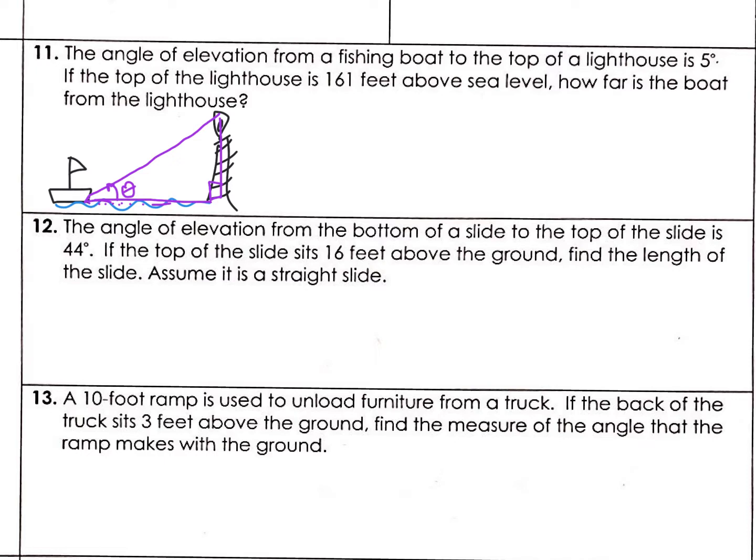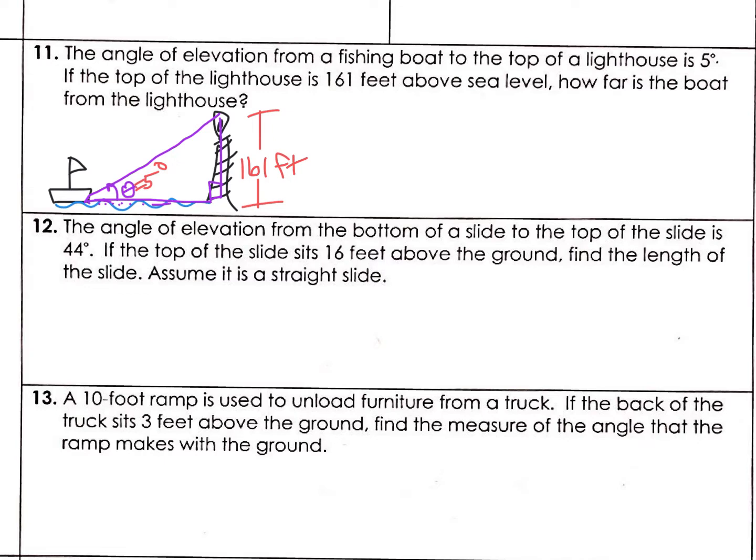Let's see what they tell us. From the fishing boat to the top of a lighthouse, that angle of elevation is 5 degrees. So right here, that angle going from the baseline to the line of sight is 5 degrees. So I'm going to put 5 degrees here. That is my angle of reference. Then it goes on to say if the top of the lighthouse is 161 feet above sea level, so here's sea level to the top, that is your 161 feet from top to bottom.